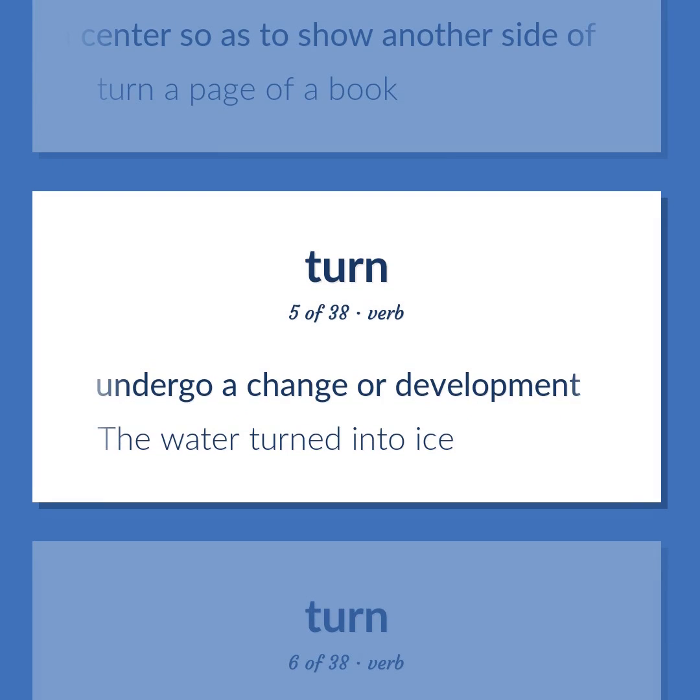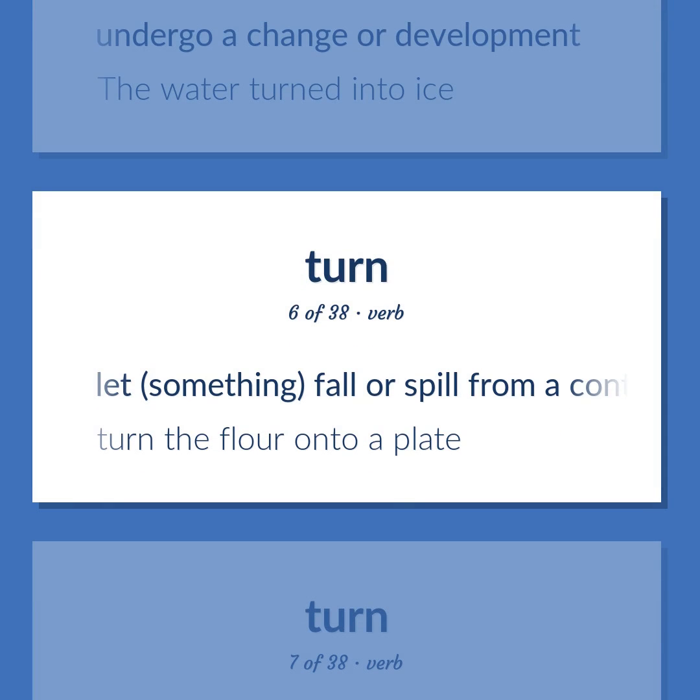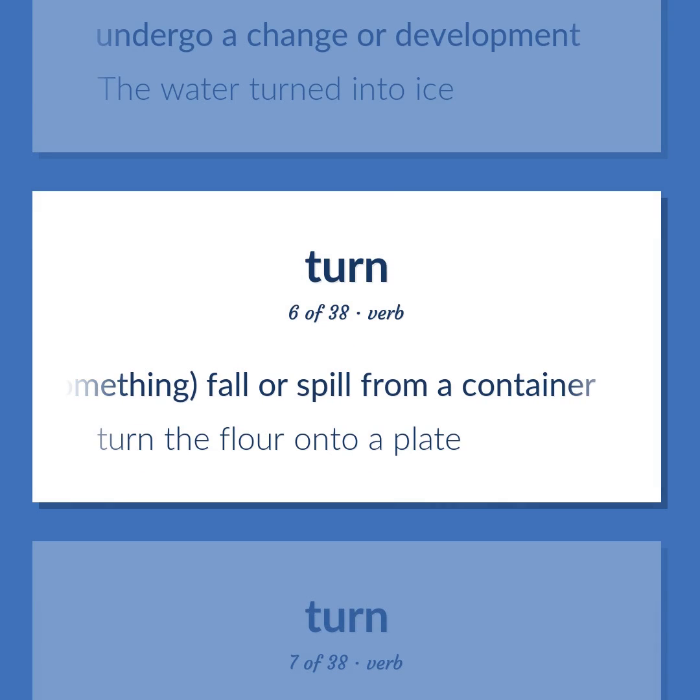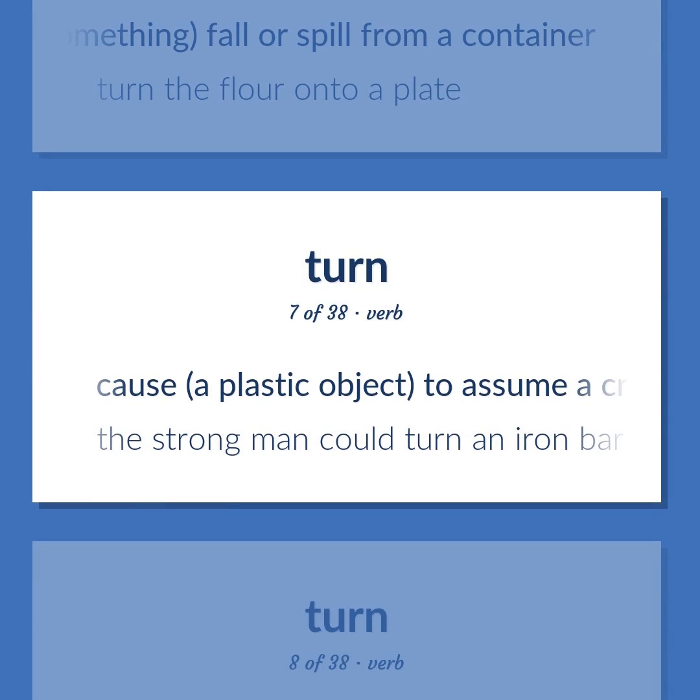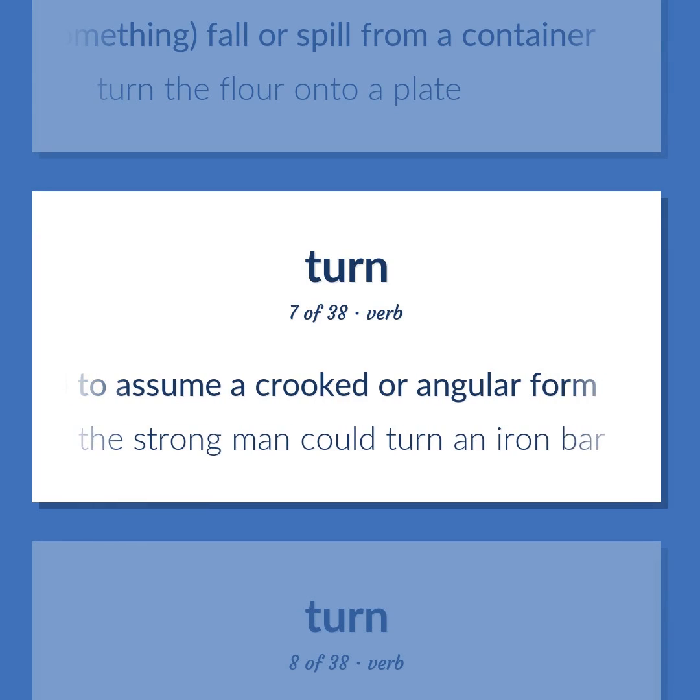Undergo a change or development. The water turned into ice. Let something fall or spill from a container. Turn the flour onto a plate. Cause a plastic object to assume a crooked or angular form. The strong man could turn an iron bar.